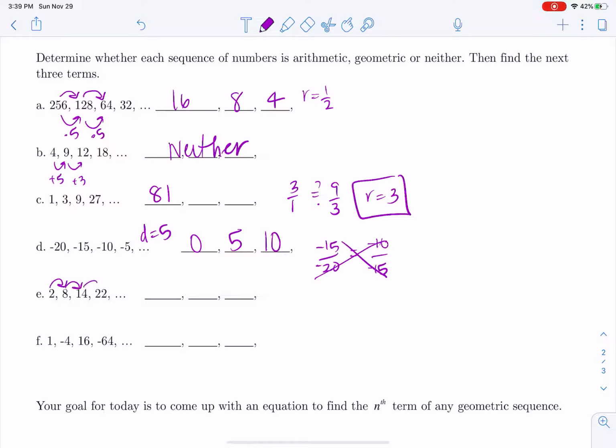2 to 8 to 14 to 22. So is the ratio of 8 over 2 the same as 14 over 8? And we know that it's not, so this has no common ratio. This is not geometric.